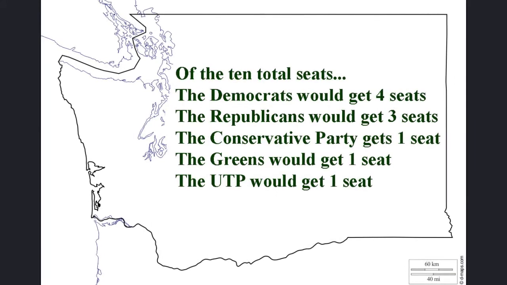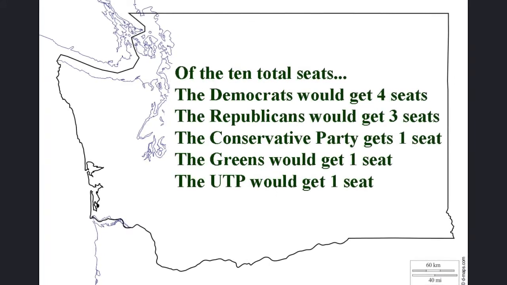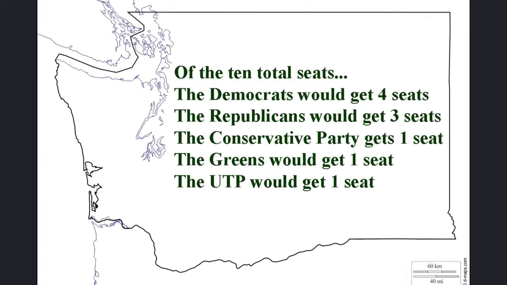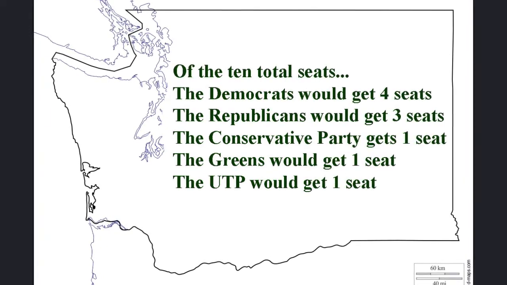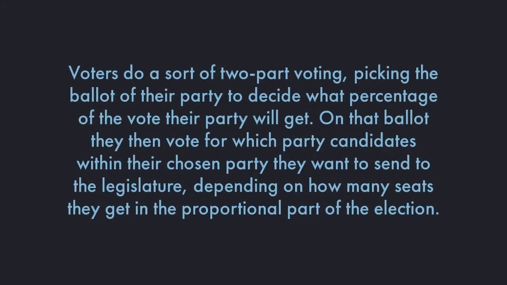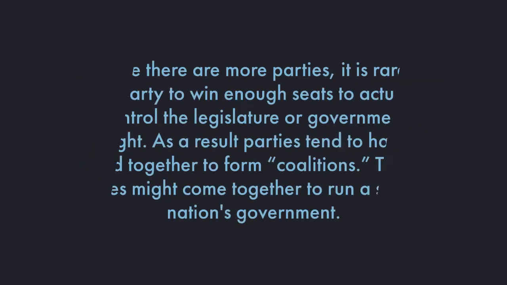Of the 10 total seats, the Democrats would get 4 seats, the Republicans would get 3 seats, the Conservative Party gets 1 seat, the Greens would get 1 seat, and the UTP would get 1 seat. In order to figure out who actually got those seats, voters do a sort of two-part voting, picking the ballot of their party to decide what percentage of the vote their party will get. On that ballot, they then vote for which party candidates within their chosen party they want to send to the legislature, depending on how many seats they get in the proportional part of the election.